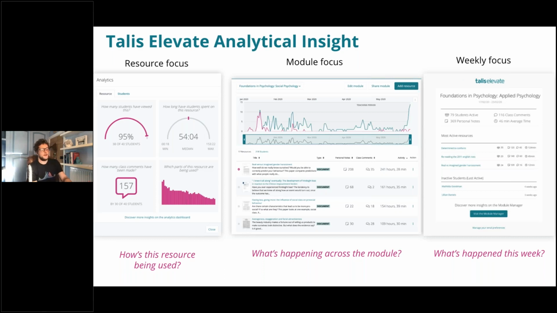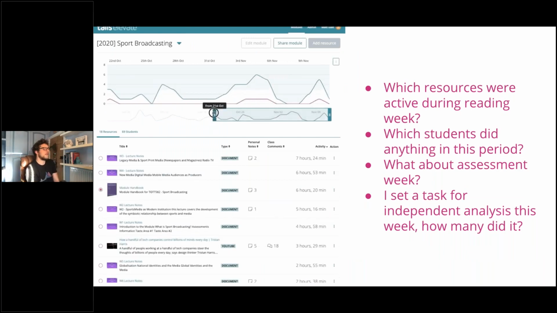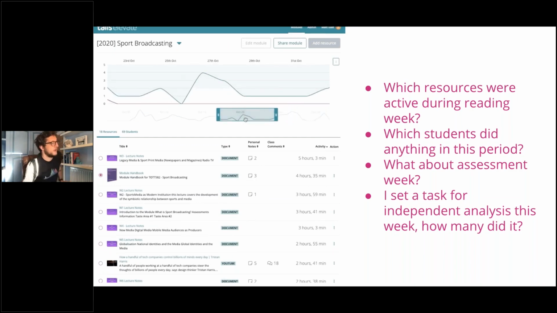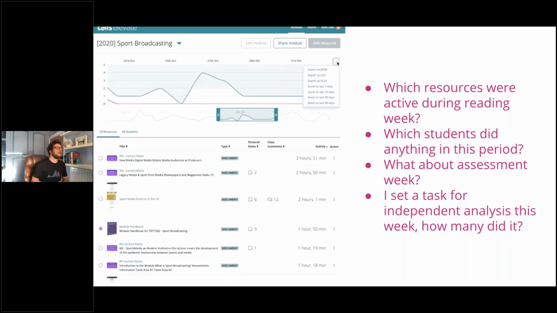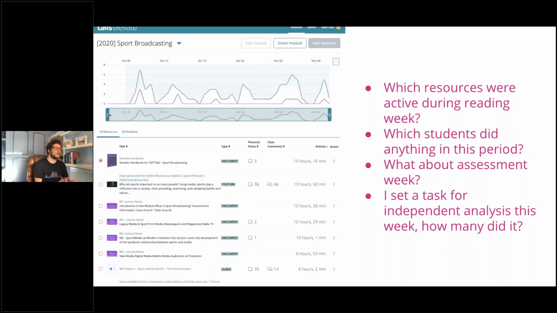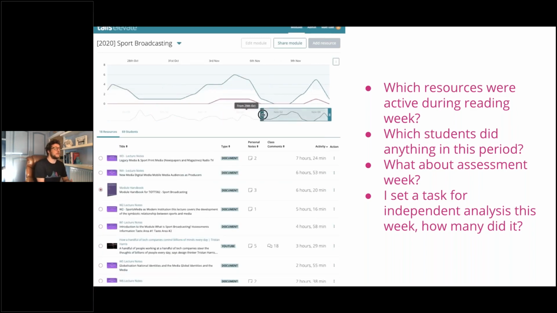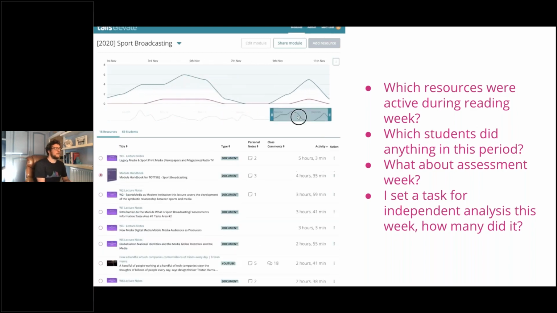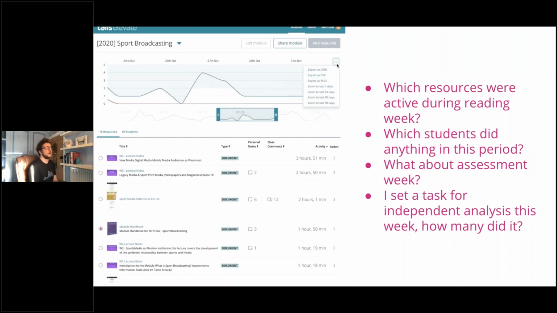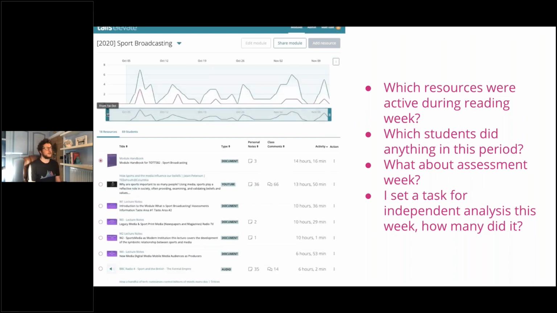Now, delving into that a little bit deeper, I'm aware through some of the conversations that I've had that many users of Talis Elevate aren't necessarily aware of some of the full functionality within the module manager. And actually, what is this useful for? So we've designed this tool, as I just mentioned, to be a flexible environment, giving you the ability to really delve into specific questions. And some of the questions that some of our users try to answer using this system are listed on the right.